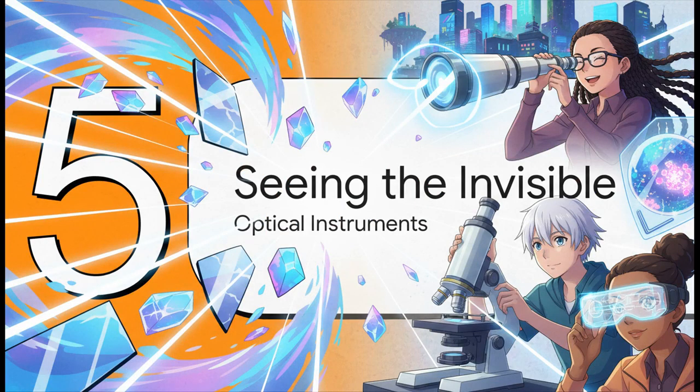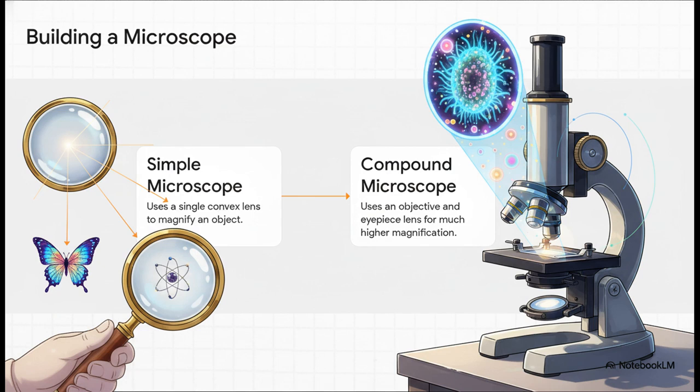Okay, now for the grand finale. This is where we put it all together. We're going to see how we combine these simple principles of bouncing and bending to build instruments that basically give us superpowers. Let's start small, really small. Your basic magnifying glass? That's just one convex lens, simple.